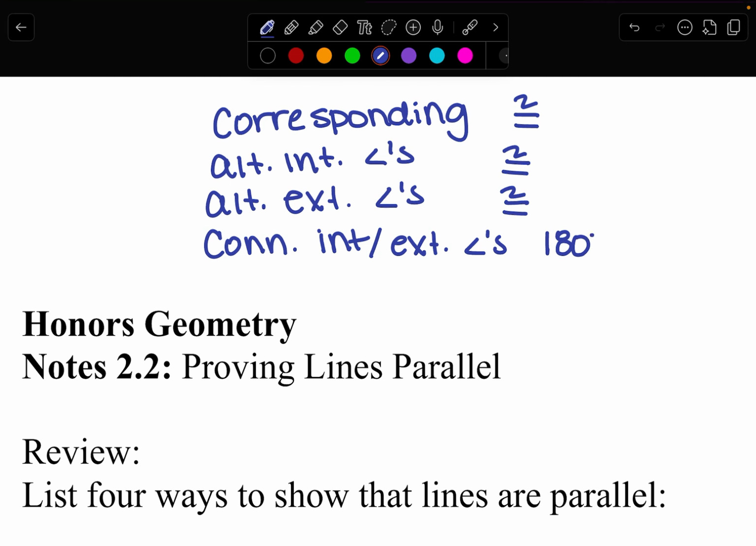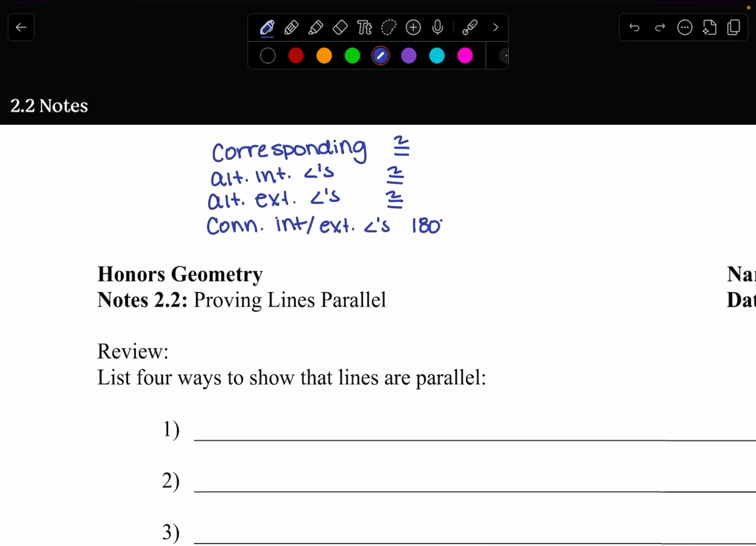So if you think back to our notes yesterday or our notes in our last video, we had 5 angle pairs: corresponding, alternate interior, alternate exterior, consecutive interior, and consecutive exterior, okay? I could have, I guess, combined these two, but I didn't because I am lazy, okay?